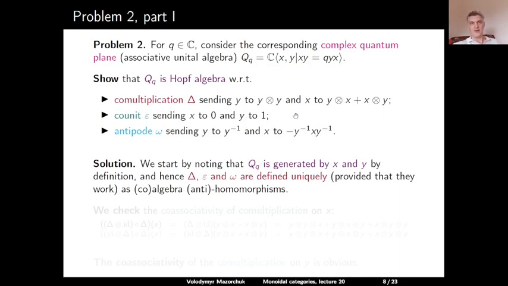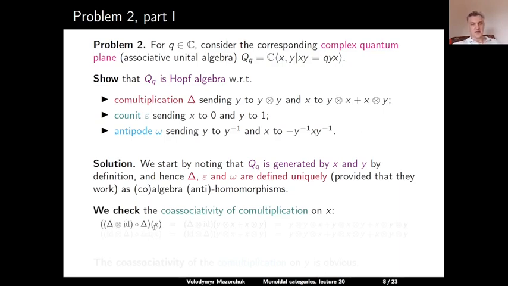So if we check all the conditions for the generators, everything will work out. So let us check all the conditions for all the structure maps. To start with, the co-associativity of the comultiplication when applied to x.